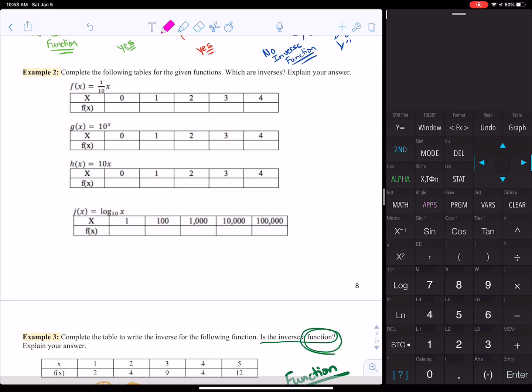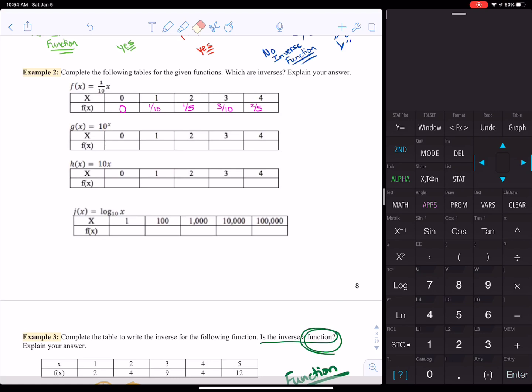So if I put in 0 for x, then that's 1/10 times 0, which would just be 0. And then 1/10 times 1 would just be 1/10. 1/10 times 2 would be 2/10, or 1/5. Then 3/10 and 4/10, which would be 2/5. So I took each value for x and plugged it into the function. All right.